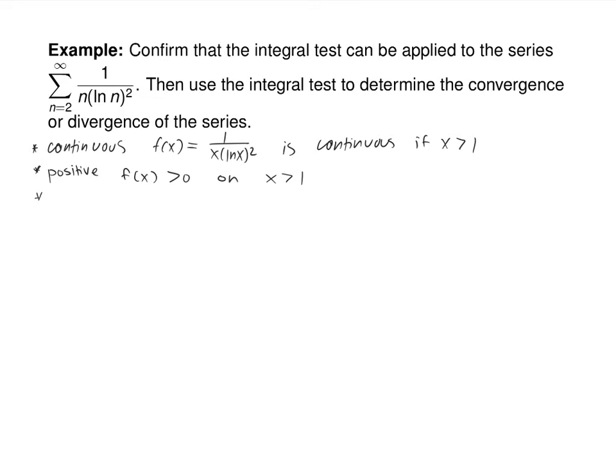Okay, so decreasing. For all real numbers? Yeah, well, for all existing numbers. Since x ln x squared is increasing, f of x is decreasing, and this is only true for x bigger than 1. Maybe it's true for more, but true for those for sure.